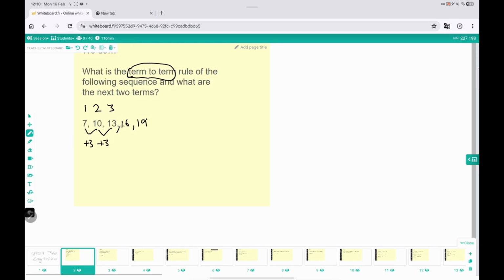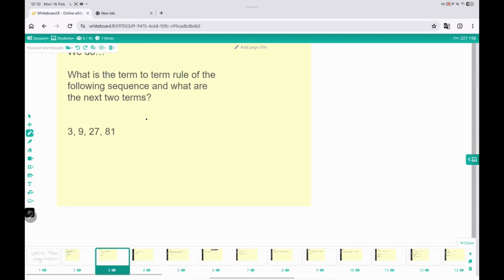Okay, if you are asked the term-to-term rule, do not overcomplicate it. I'll talk about that later, but there's another similar question that's more difficult that people sometimes confuse this with. But term-to-term rule, what do you have to do mathematically to get from one term to the next?